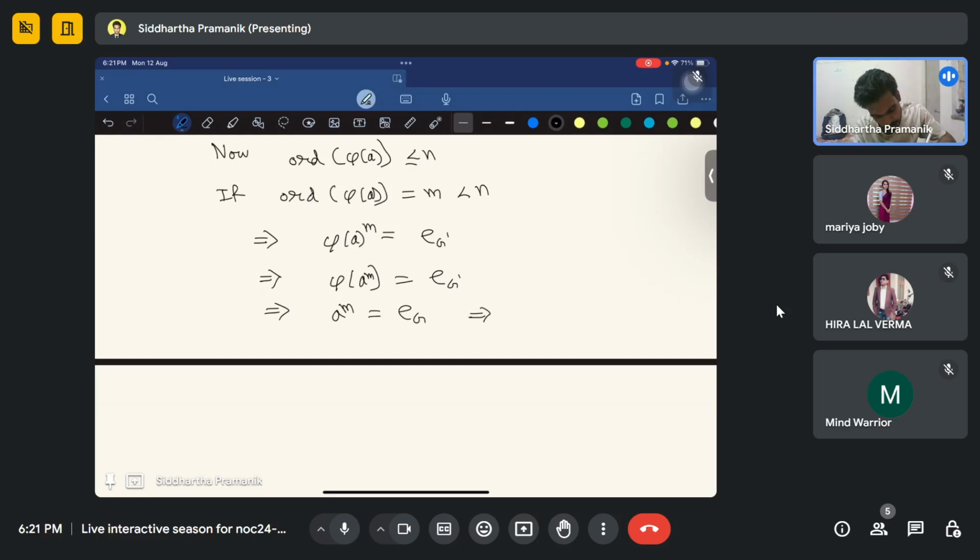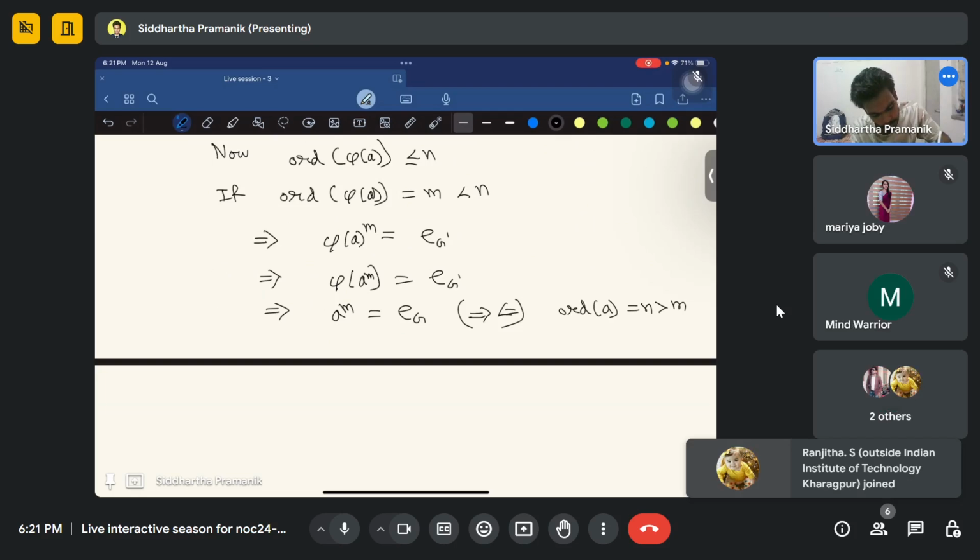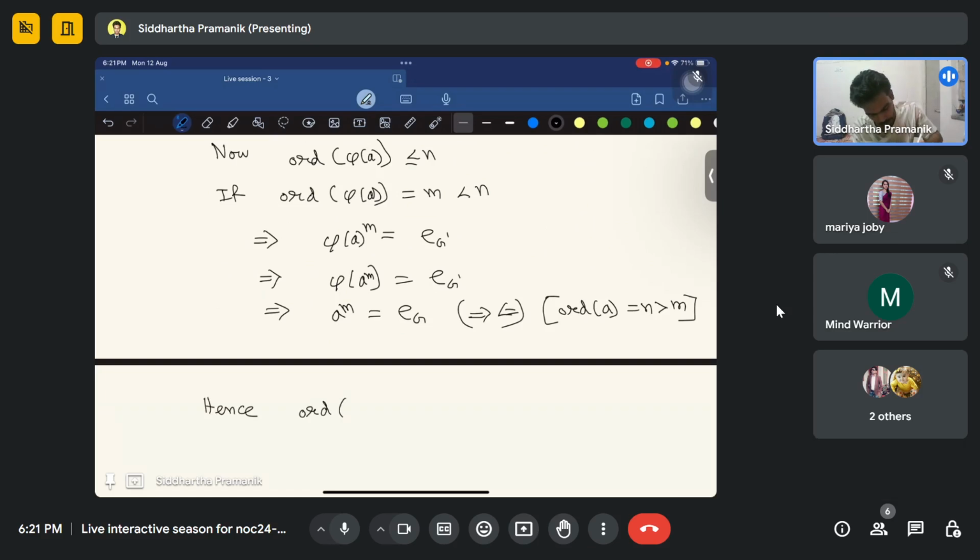And this is a contradiction, right? Because the order of A is n, which is bigger than m. So hence the order of phi of A is n, which is the order of A. So I hope you got the proof. If you have doubt in this, you can unmute yourself and speak.